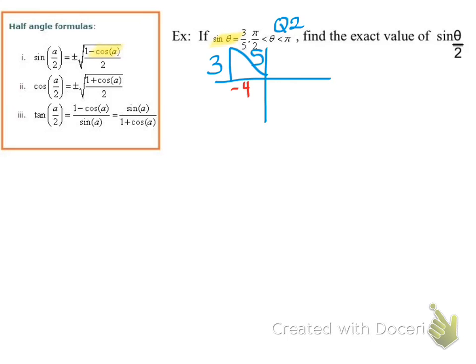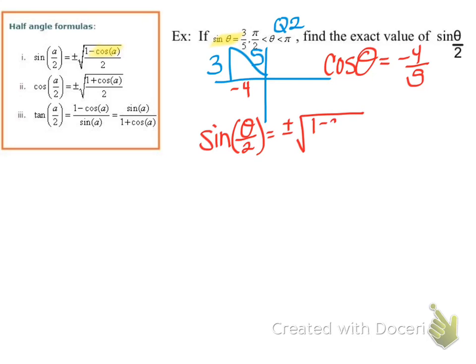Now let's take a look at finding the exact value of sine of theta over 2. I'm going to use the formula, but first I notice I need cosine of theta, and that's -4 over 5. Now I'm simply going to plug it into the formula, but instead of putting cosine of theta in, I'm going to put in -4 over 5, all over 2. Notice that the 2 and everything is inside of that square root.